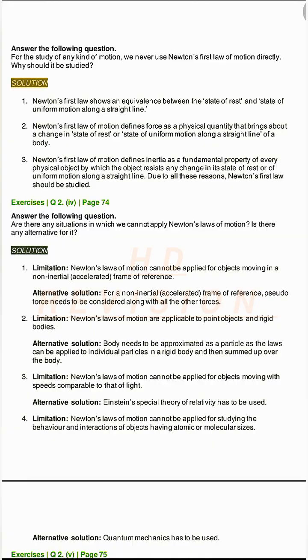Solution. 1. Newton's first law shows an equivalence between the state of rest and state of uniform motion along a straight line. 2. Newton's first law of motion defines force as a physical quantity that brings about a change in state of rest or state of uniform motion along a straight line of a body. 3. Newton's first law of motion defines inertia as a fundamental property of every physical object by which the object resists any change in its state of rest or of uniform motion along a straight line. Due to all these reasons, Newton's first law should be studied.